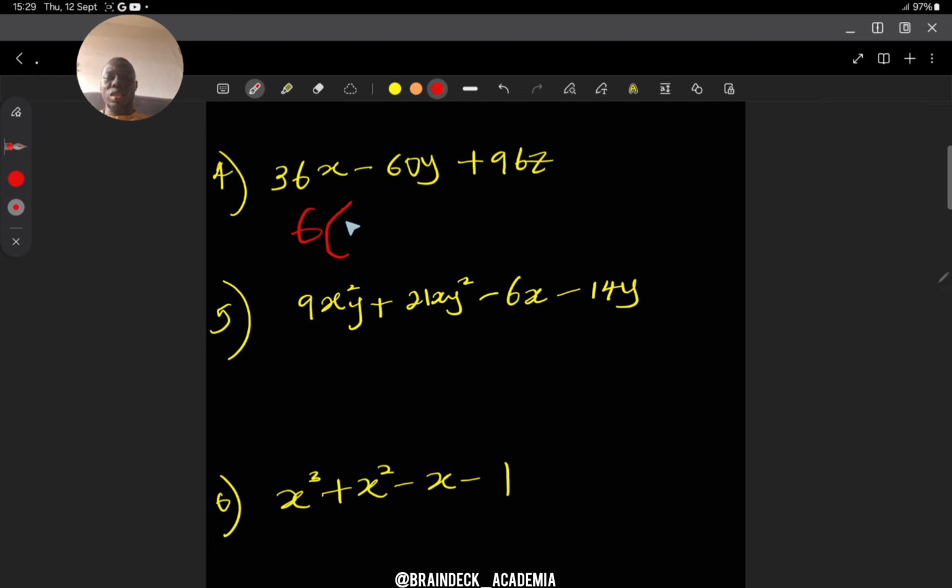Then 6 out of 36, I have 6x. 6 out of 60y, I have minus 10y. 6 out of 96z, that should be 16, because yes, 16 times 6 is 96. Yes, 16z, and that is my answer.